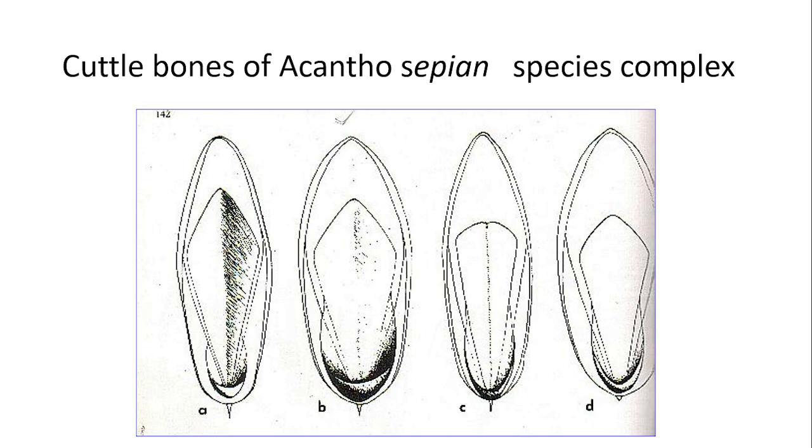This is a photographic image of the Acanthosepion complex. We can see the cup-shaped region which is present in the posterior part of each species of cuttlebone which comes under the Acanthosepion complex.